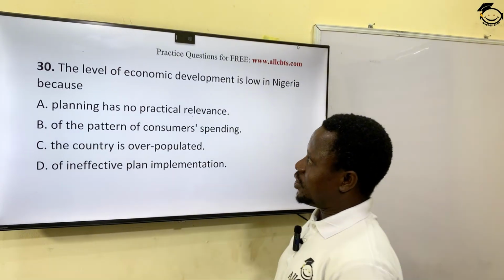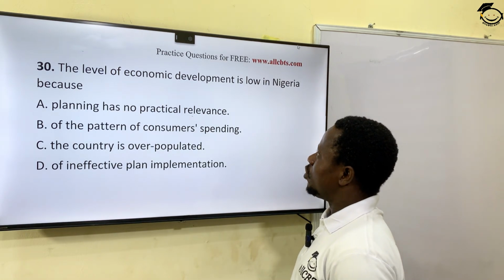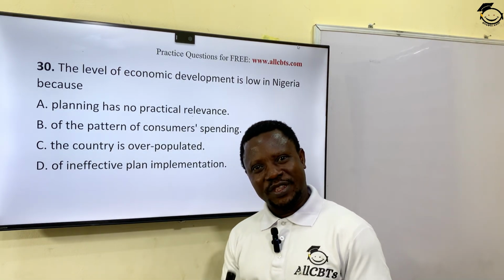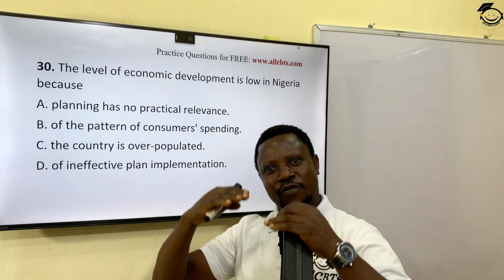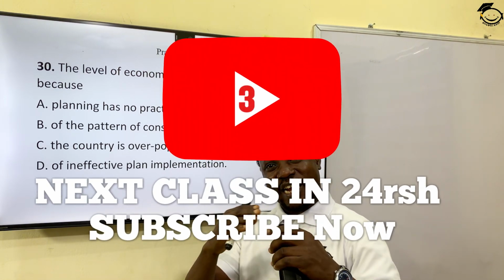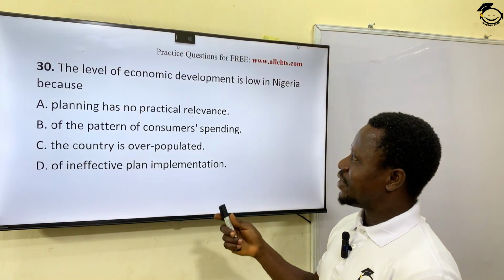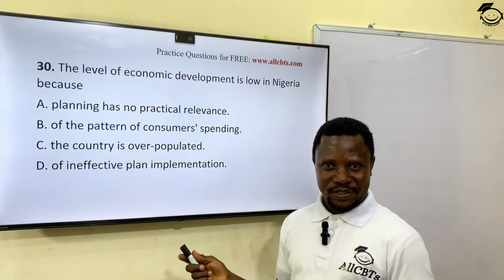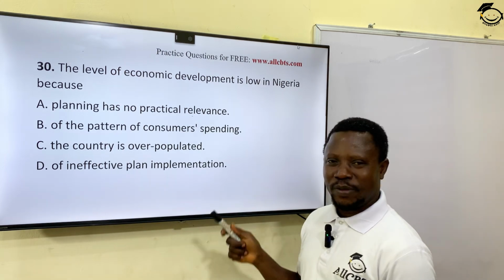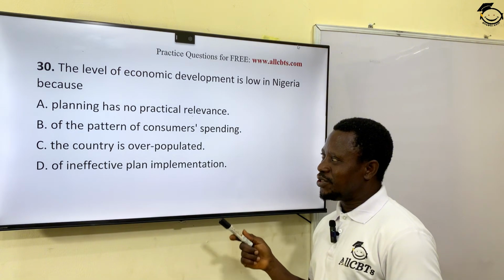The next question, which is likely going to be our last question for this session, is: the level of economic development is low in Nigeria because. Why do you think the development level of Nigeria is low? It is a very simple logic that an average economist can answer. A, planning has no practical relevance. B, because of the pattern of consumer spending. C, because the country is overpopulated.